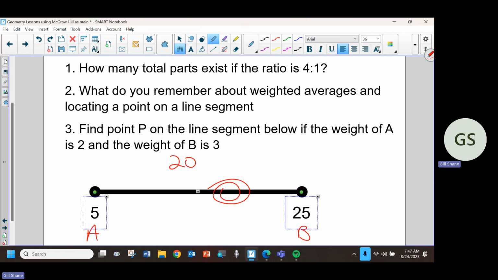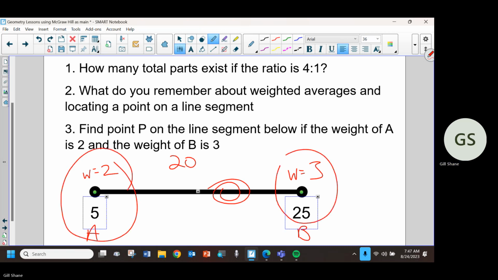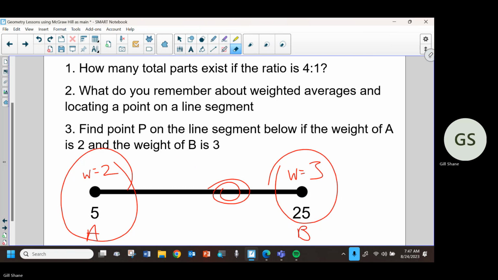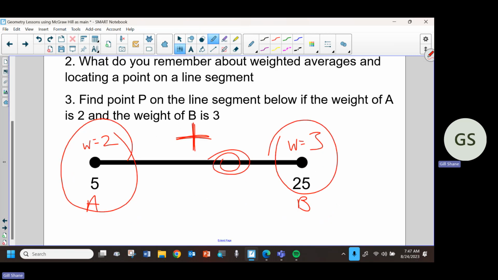17, yes. So we would put the weight of A above A, the weight of B above B, and then we just do that formula. Circle those, that's what we'll multiply. Once we multiply those together, we add those two numbers together. And last, we would divide by all the weights added together.